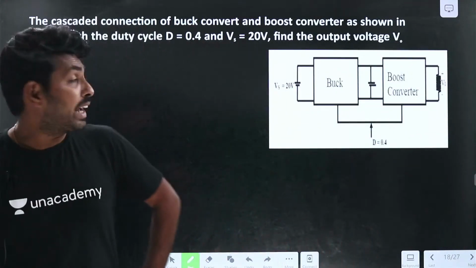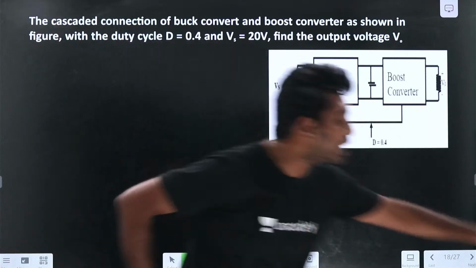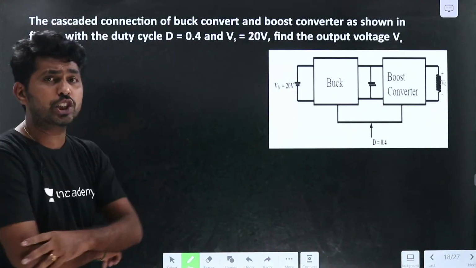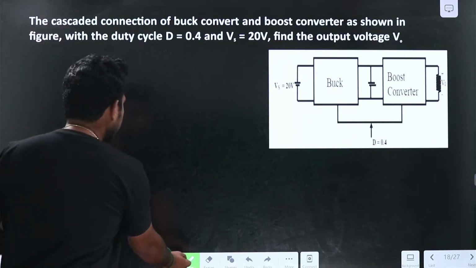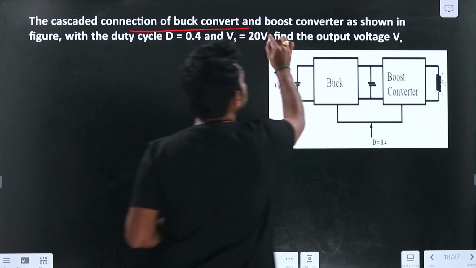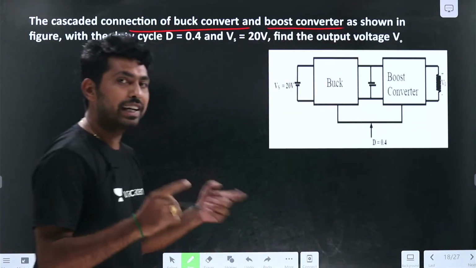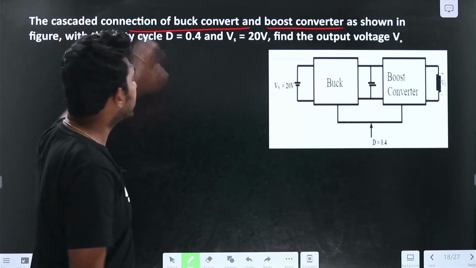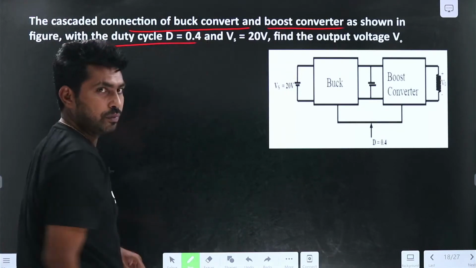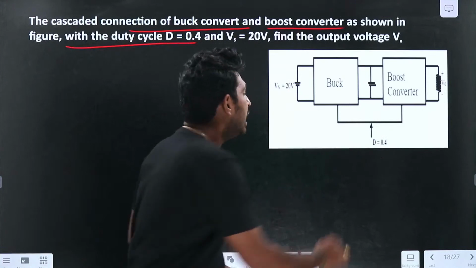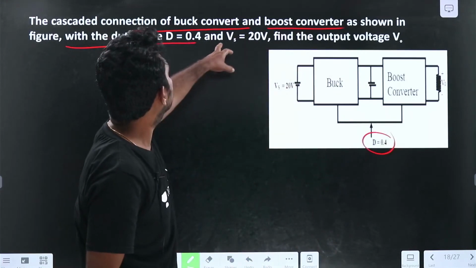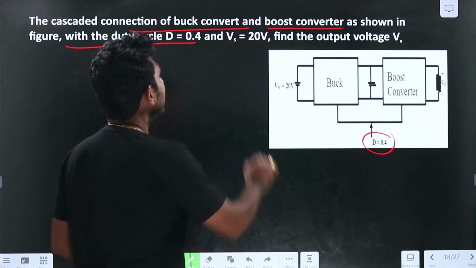So I can explain this question. Let me explain the question first. It was given as a cascaded connection of a buck converter and a boost converter, as shown in the figure, with a common duty cycle D equal to 0.4, and Vs equal to 20 volts.